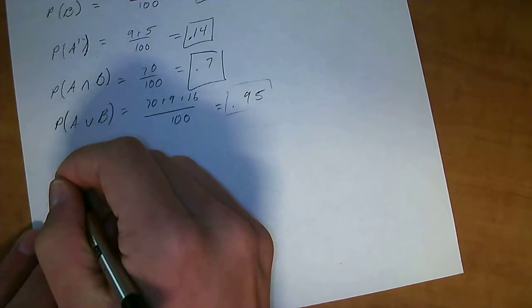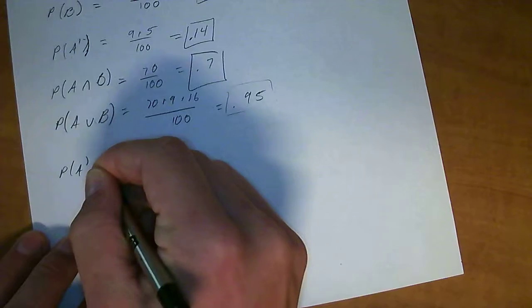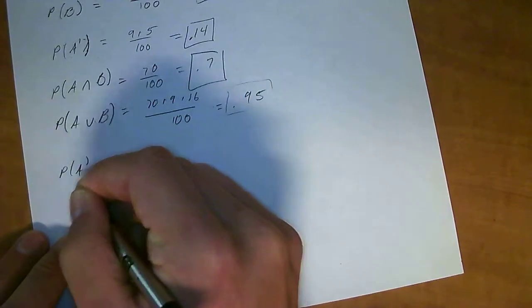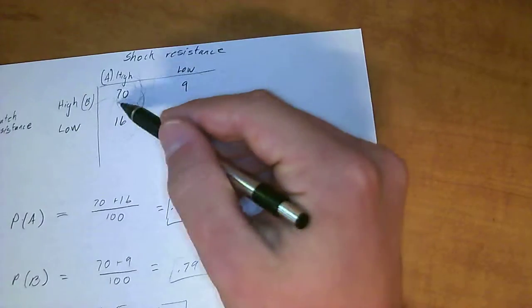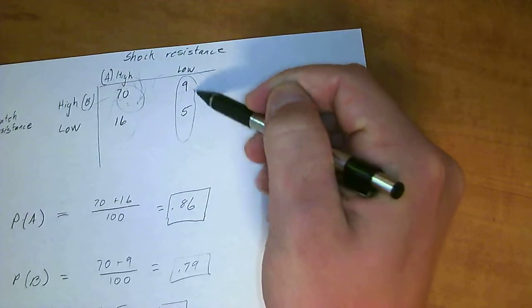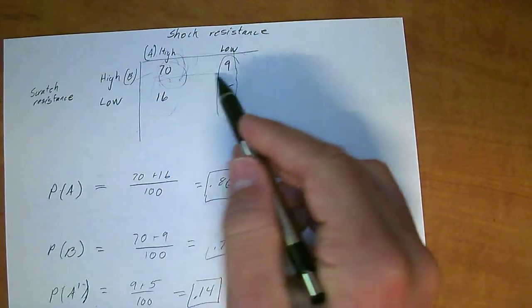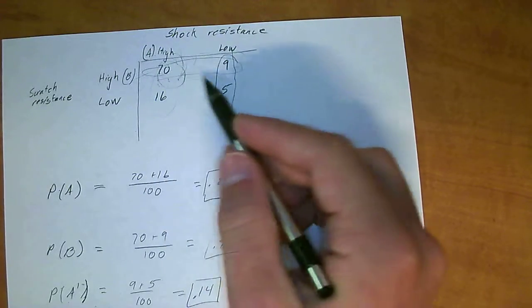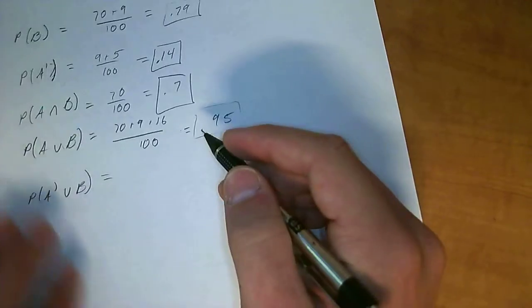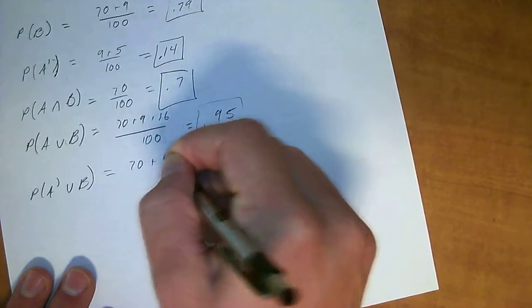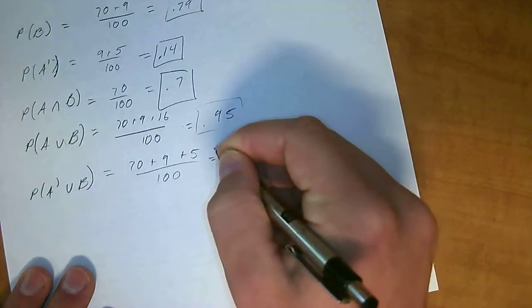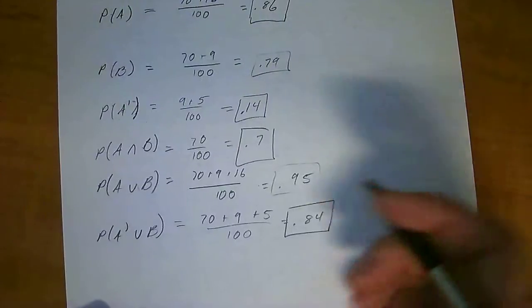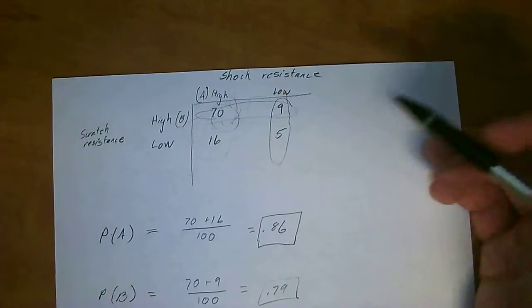And now for the last one, the probability of A not union with B, or A not or B. Looking up here, A not is this column, and B is this row. So you just add these three values up that are contained. You get 70 plus 9 plus 5 all over 100, which equals 0.84. And that's unions and intersections. It's actually pretty easy. These charts can get a little bigger, a little bit hairier, but it's not any more complicated than this.